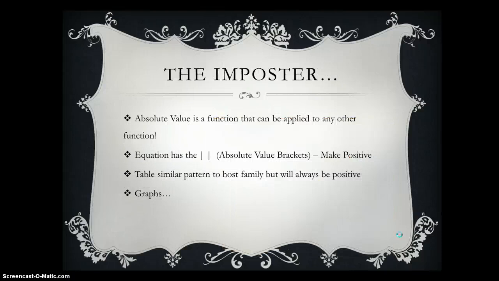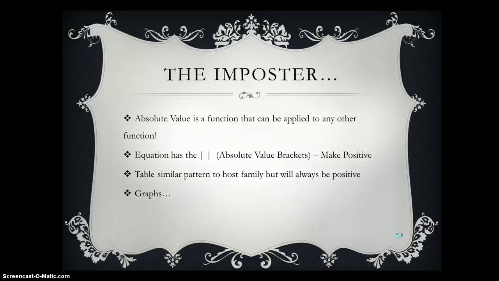And the final function, one that we're kind of interested in, but we're not really going to be looking at a whole lot, is the imposter family. This is called the absolute value. It's a function that can be applied to any other function. So the absolute value is something that we do to other things.